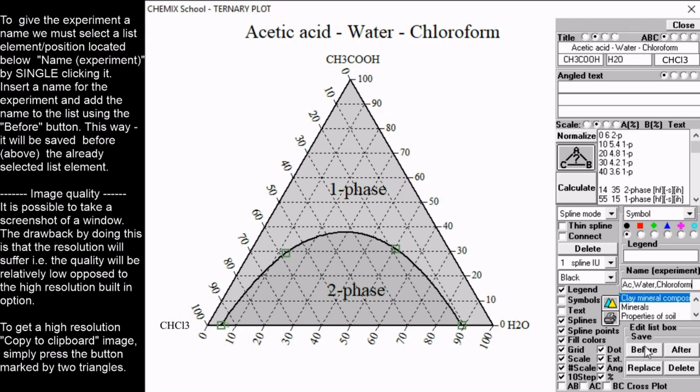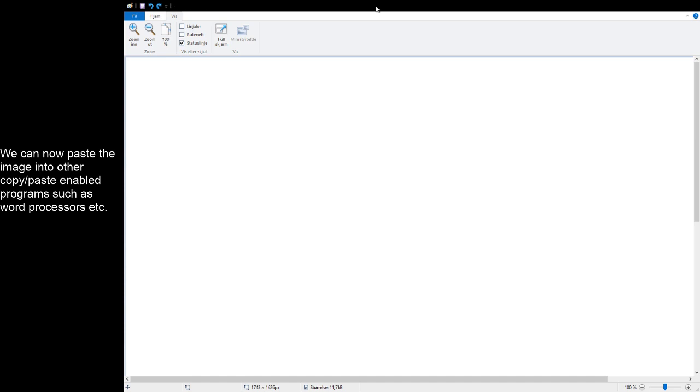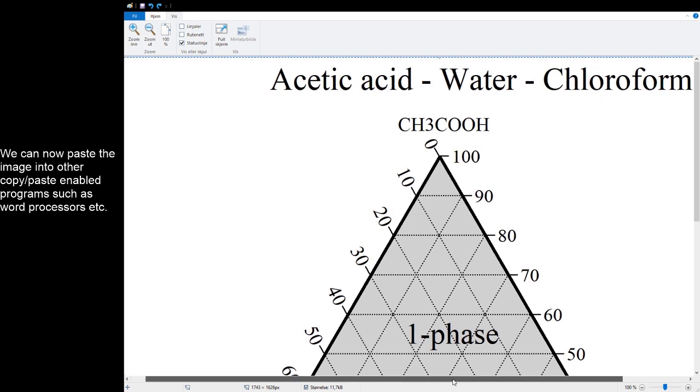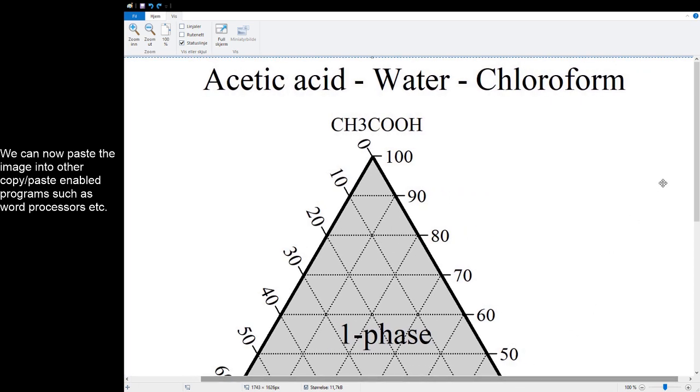To save a high-resolution image of the ternary diagram to the clipboard, click the button with the double triangle. After opening a copy and paste-enabled program such as a word processor or a paint program, insert the high-resolution image by using the paste option.